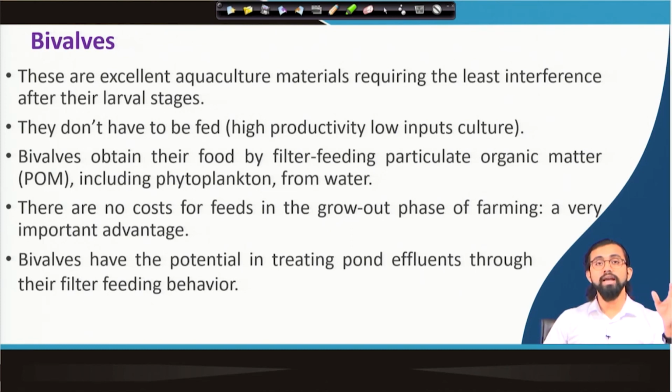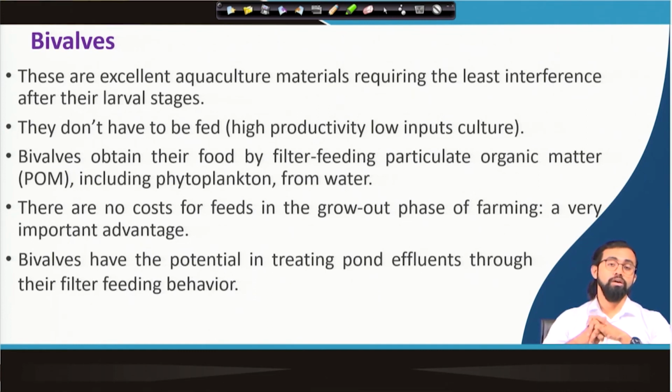They are excellent aquaculture material which requires very little human interference, I would say, after the larval stage, because you don't have to feed them. They have a very high productivity at a very low input culture. The bivalves obtain their food by filter feeding particulate organic matter, including the phytoplankton, from the water. So there is no cost for feeds in the grow out phases of farming, which is a very important advantage for this particular type of bivalve culture.